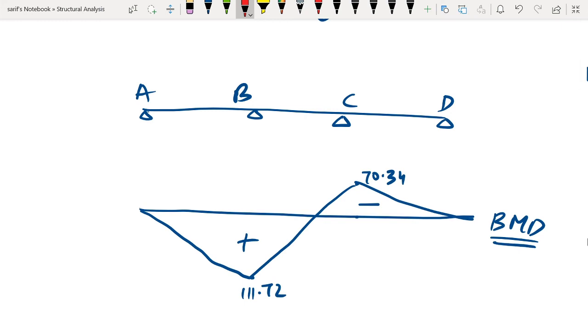One thing we have to notice: when the beam does not have any support settlements, the support moments will always be hogging, or negative in nature. However, when beams are subjected to support settlements, there can also arise sagging moments at the supports. So this point has to be noted. We will see in another lecture with a new example.